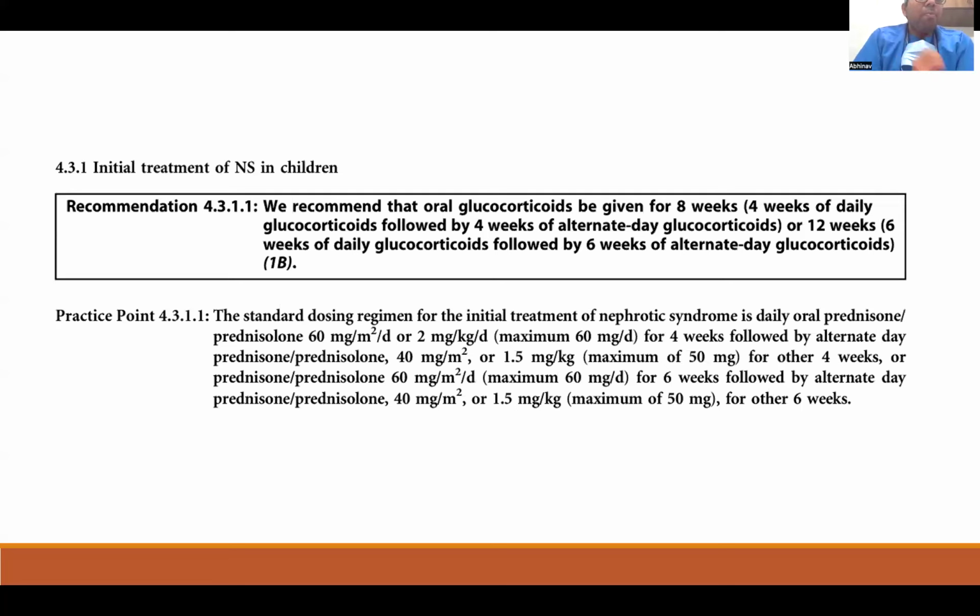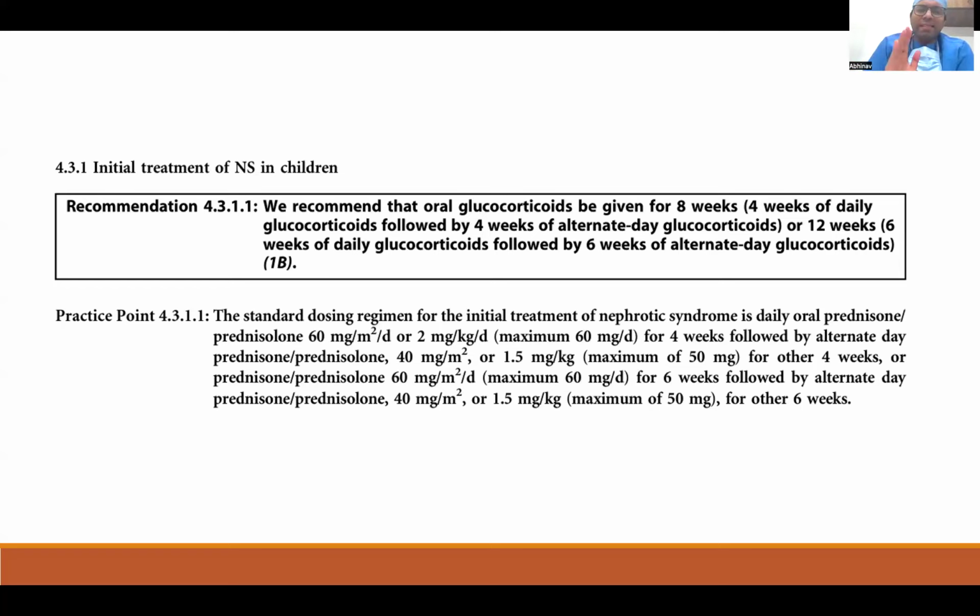I'll highlight some important guidelines and recommendations, which are common to all three groups. First important thing, treatment of nephrotic syndrome is oral glucocorticoids, and the duration is very important. It is 8 weeks: 4 weeks of daily steroids followed by 4 weeks of alternate day. It's 4 to 6 weeks, but now the majority give it for 4 weeks, and it's also justified if you give it for 6 weeks.